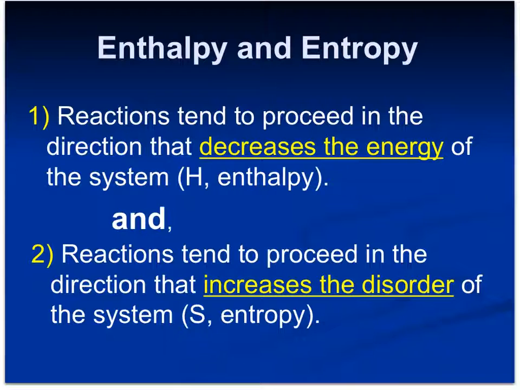So now we're going to go ahead and talk about enthalpy and entropy. When we look at reactions and we want to see if these reactions are going to be spontaneous, spontaneous reactions generally do 2 things. The reactions tend to proceed in the direction that decreases the energy of the system. So we've looked at a lot of graphs, and we always say that those ones are spontaneous when the products are at a lower energy level than the reactants are. And that's why often particles will form bonds, so they're at a lower energy.